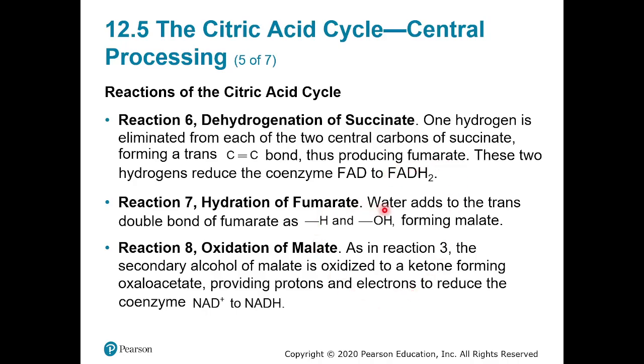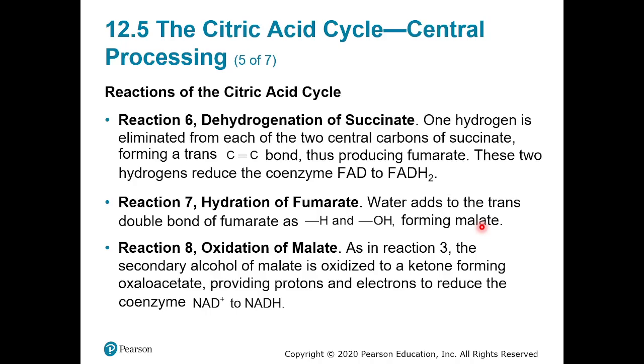Now, reaction 7, this is going to be the hydration of fumarate. I know, another reaction you probably recognize. This is adding water across something, isn't it? So we have the double bond, we add a water across it, an OH and an H, and this is going to give us malate. This is actually really important because this sets us up for our next step. So now we have an alcohol.